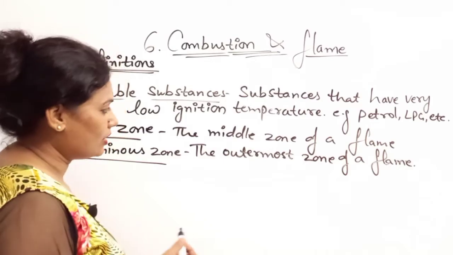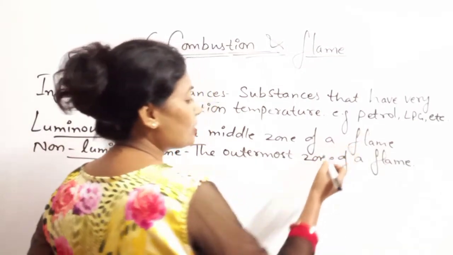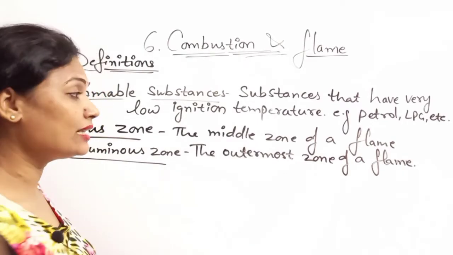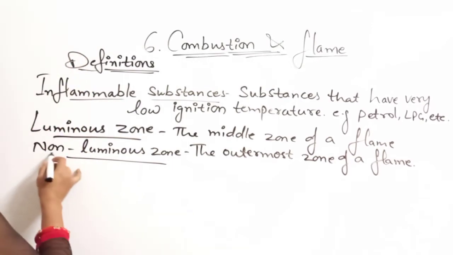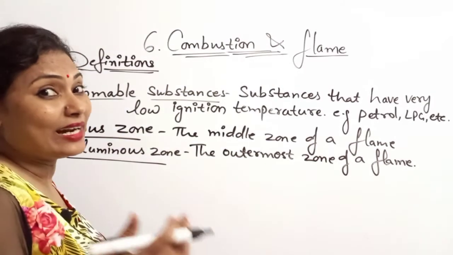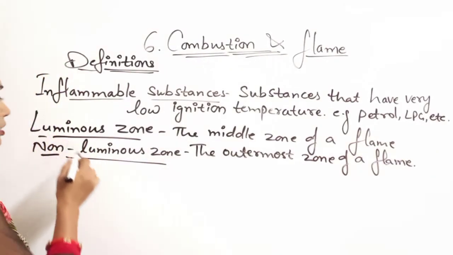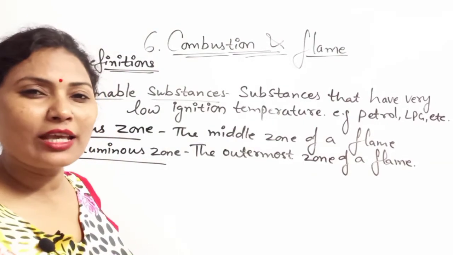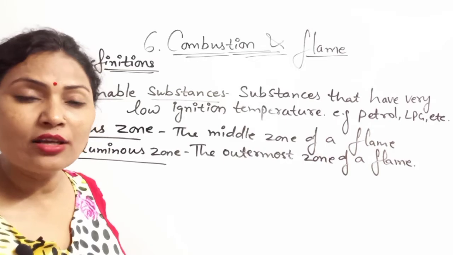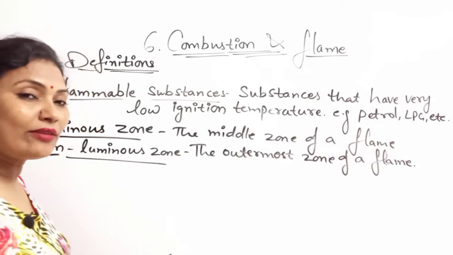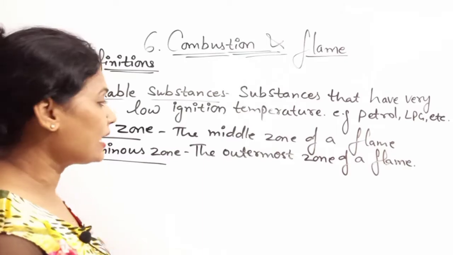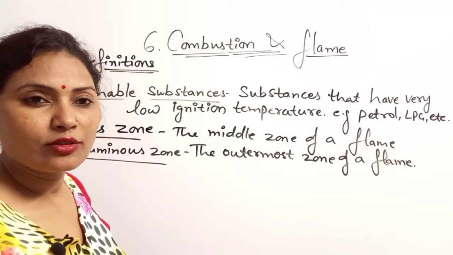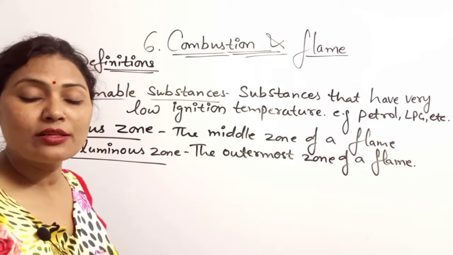Got it? Actually, in the non-luminous zone the combustion is complete. It produces more heat, and that is in blue color, and the luminous zone produces the yellow or orange flame. In the luminous zone, combustion does not take place completely, only partial combustion. There is not sufficient oxygen, so that is why the middle zone of a flame produces yellow light. So that's why it is known as luminous zone.